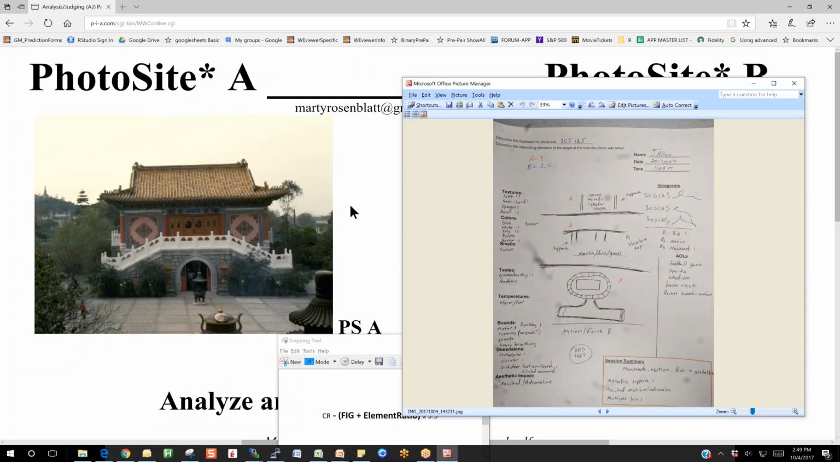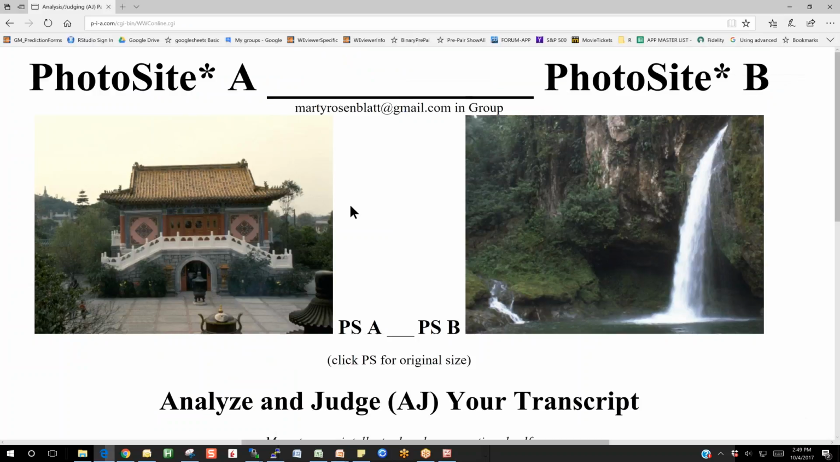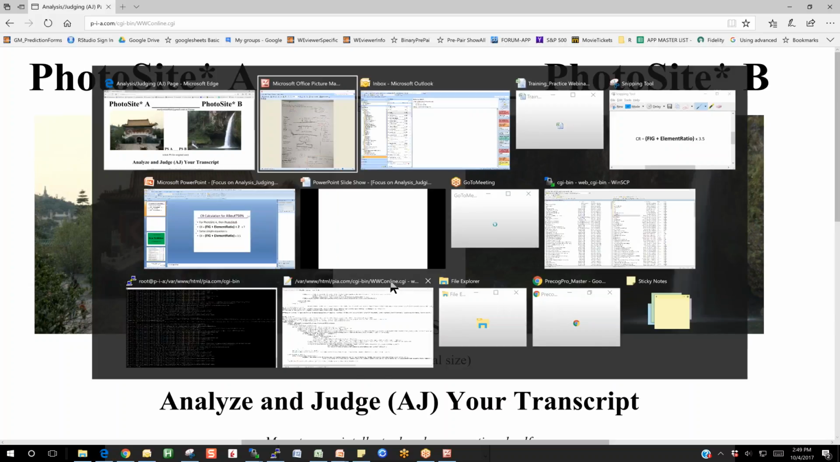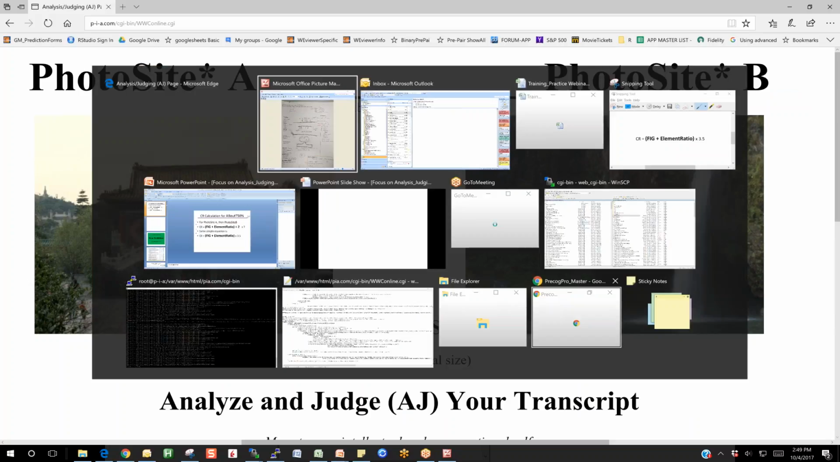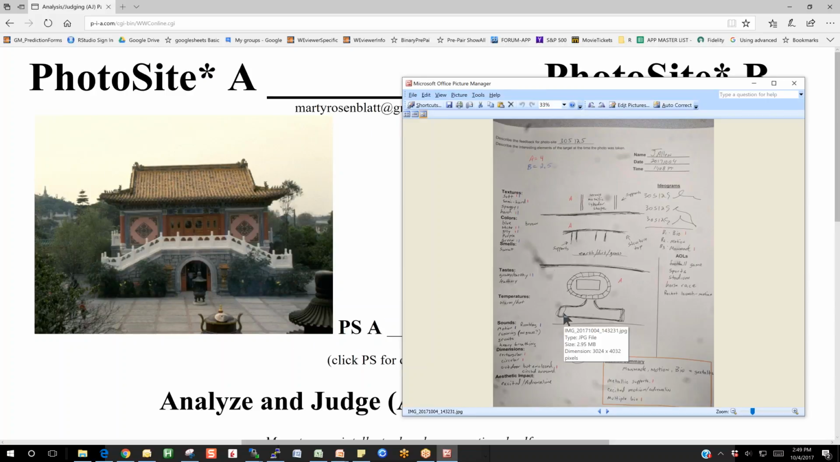Okay, so I'm going to make these smaller. So those of you who are not done can still participate. I can't get rid of that, which is interesting.